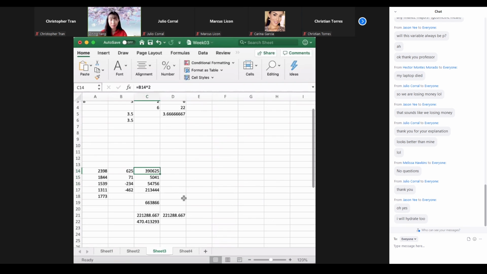And then, so that's step 3, right? Then we get to do the last step. The last step is the average of those squared deviations. And remember, for the sample, right, the denominator needs to be sample size minus 1.